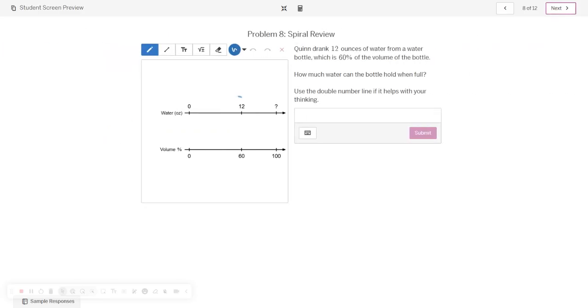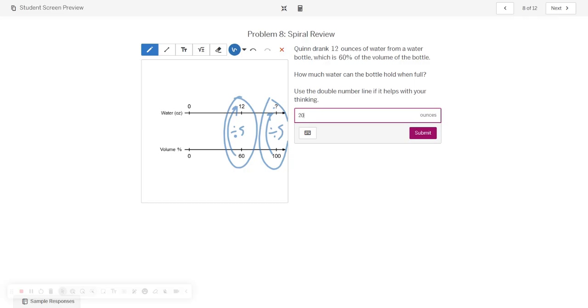Okay, old school. If we've got a 12 and a 60, and they're wondering what this question mark is, to get from 12 to 60, I multiply by 5. So if I go this way, I divide by 5, divide by 5. So 100 divided by 5 is 20. Or 20 times 5 is 100. 12 ounces of water, which is 60%. Yeah, there we go.